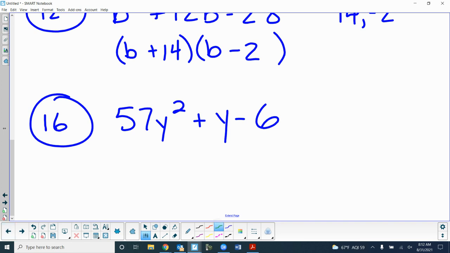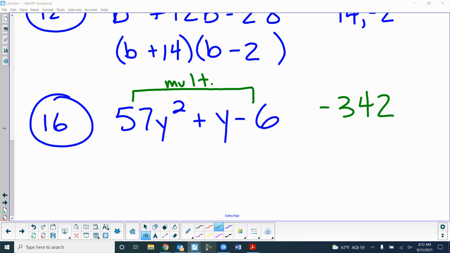So like that warm-up, what do I have to do with those two? Multiply. What's that equal when you multiply those? Negative 342. So I'm looking for factors of negative 342 that add up to 1. So I need numbers that are like 17, 18, or 19, 20. Is it 18 and 19? Let's check.